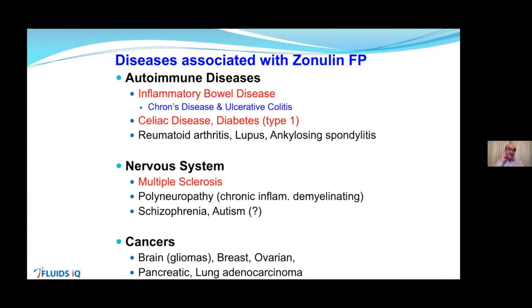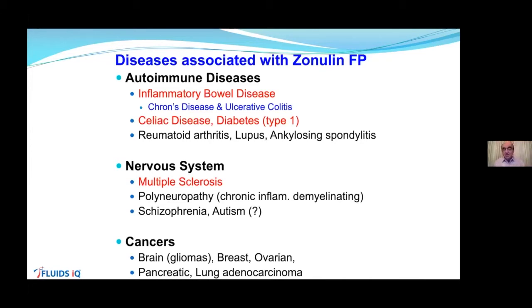And there are many diseases that are associated with zonulin, the various autoimmune diseases, which we now are beginning to understand much better, the various inflammatory bowel diseases, of which the poster child are the two diseases, Crohn's and ulcerative colitis, celiac disease, diabetes, type 1 and type 2, by the way, rheumatoid arthritis, lupus, ankylosing spondylitis. In the nervous system, multiple sclerosis very clearly has a problem with intestinal permeability.